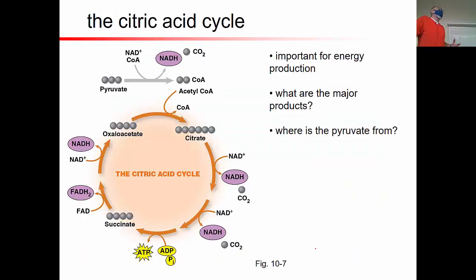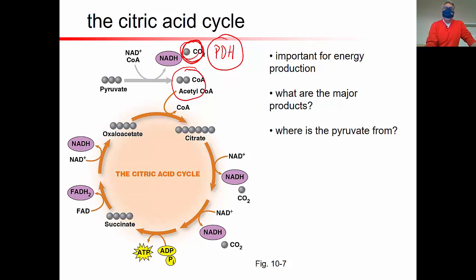Pyruvate then moves into the mitochondria, which is why we were interested in this. And it's modified to this compound called acetyl-CoA, and this is carried out by something called the pyruvate dehydrogenase complex. We can just call that PDH. So in this first step, we get our first fully oxidized carbon dioxide, and again, we got that through an oxidation of pyruvate, meaning we stripped electrons out, and that filled up a carrier.